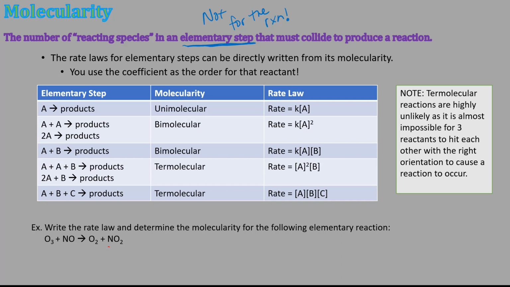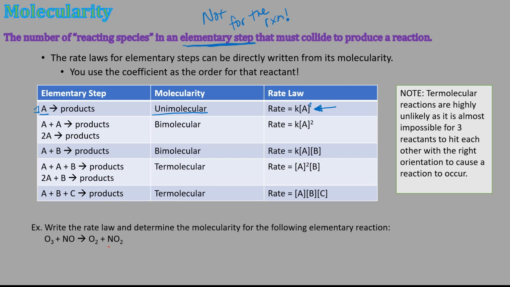Rate laws for the elementary steps can be directly written from its molecularity. You just use the coefficient as the order for that reactant. If you only have one reactant, then it's called unimolecular, and you can write the rate law directly from that. Since there's a 1 here, this would be raised to the 1, and it would be first order with respect to A for that elementary step.